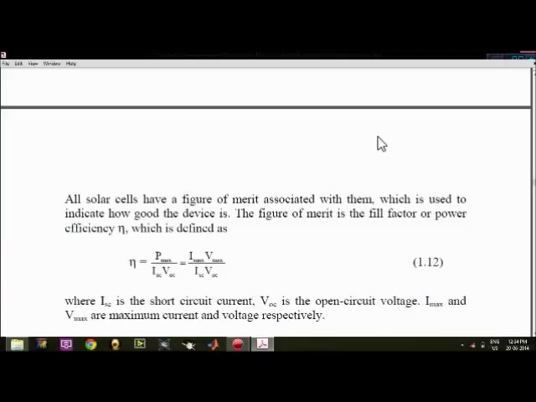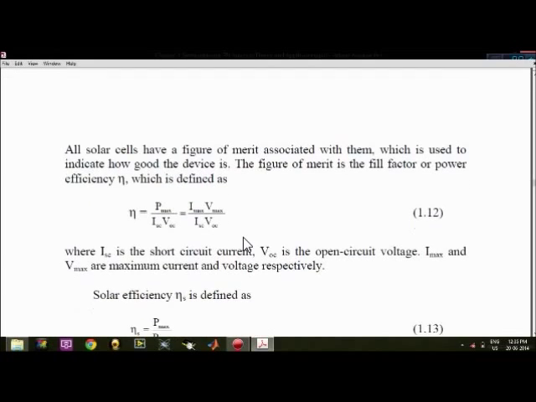You can also calculate the efficiency of these solar cells, like efficiency is maximum power output by power input. So in this case, efficiency is given as P max by ISC VOC. From the diagram you can get P max equals I max into V max, that is output, and for input power, that is the short circuit current and the open circuit voltage, and this gives the efficiency.